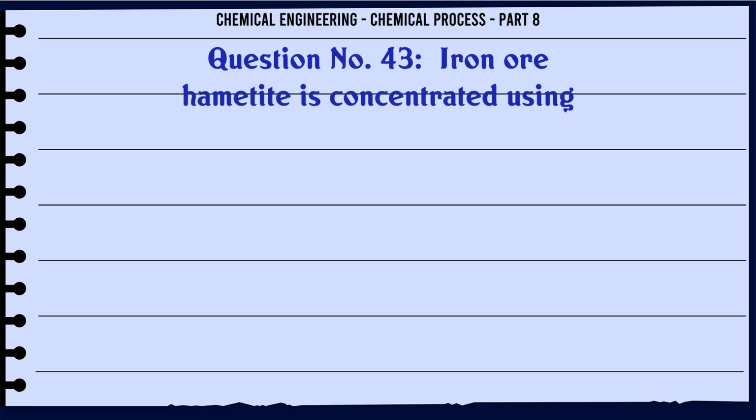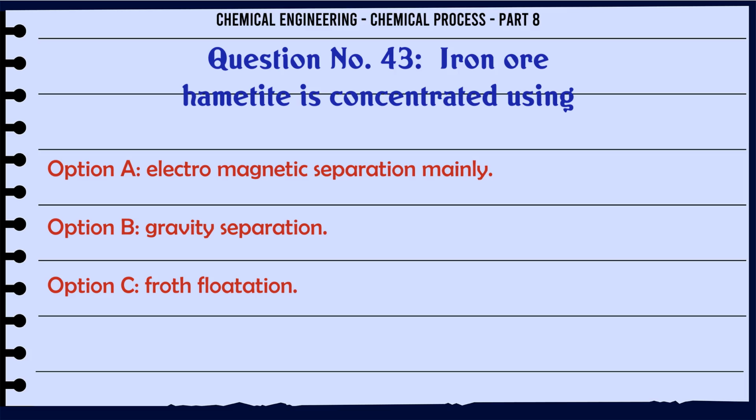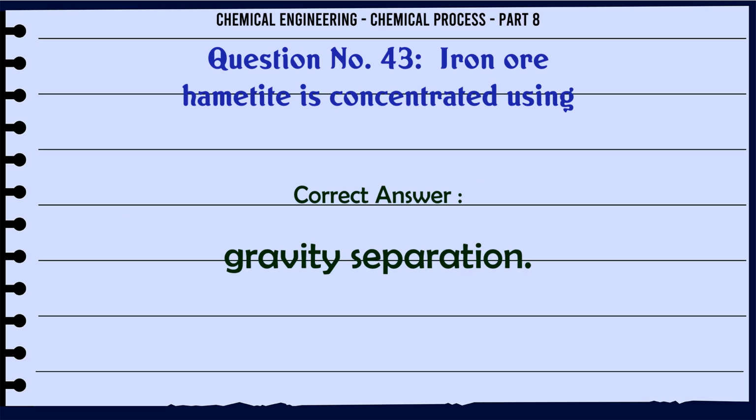Iron ore hematite is concentrated using A. Electromagnetic separation mainly, B. Gravity separation, C. Froth flotation, D. Roasting. The correct answer is gravity separation.